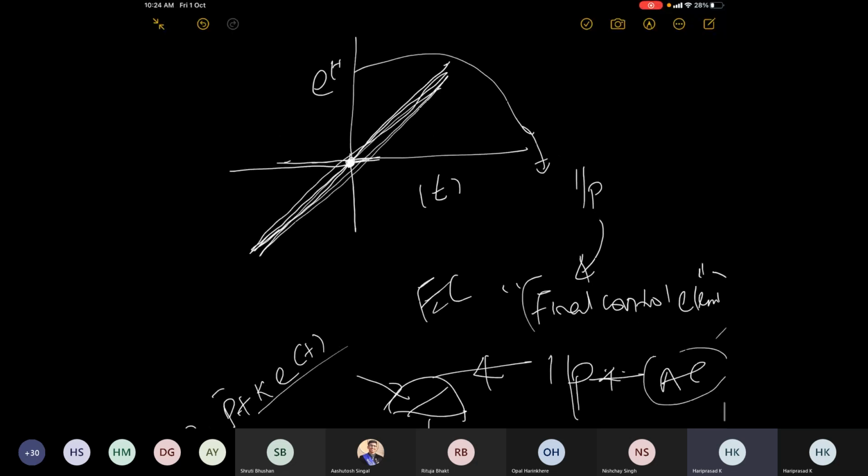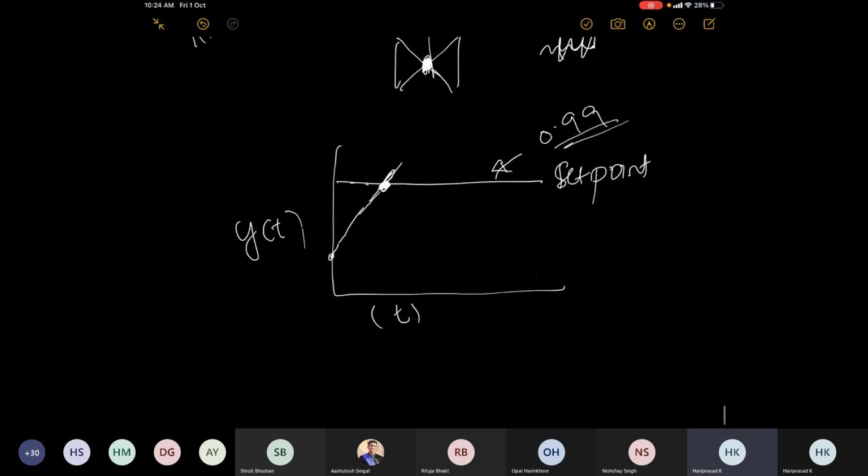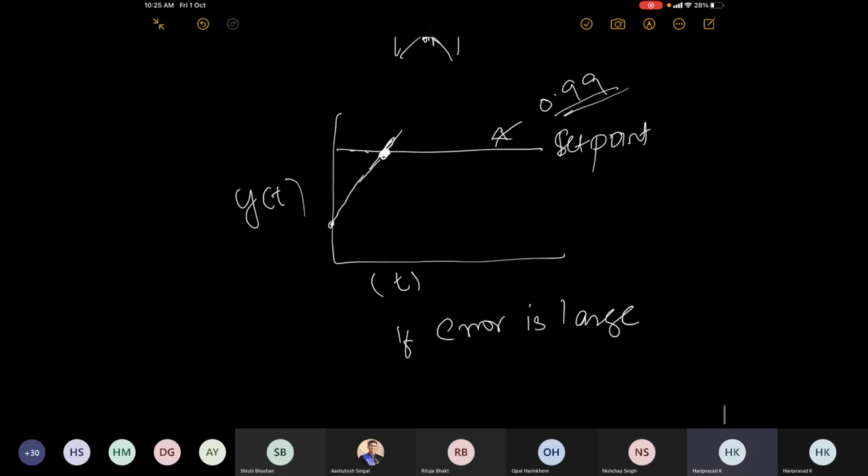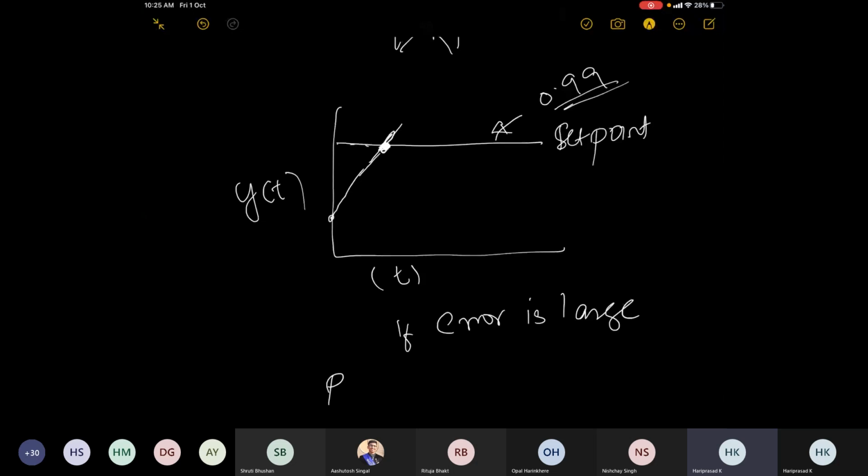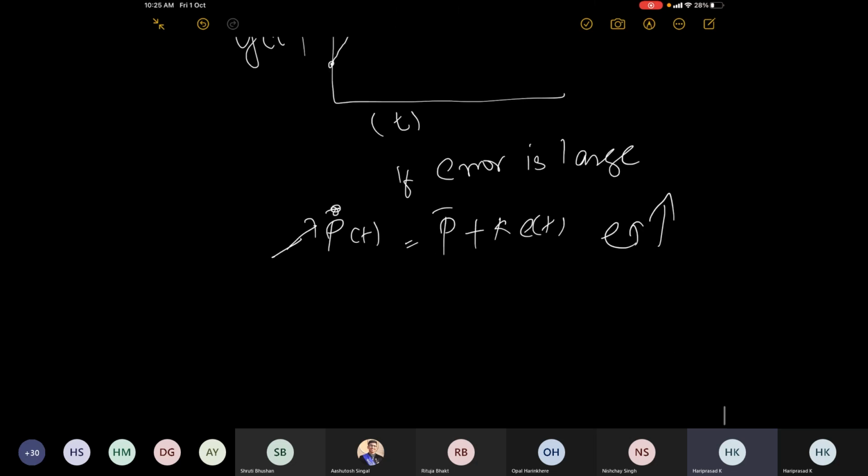And also sometimes, let's say the error is very large, what would happen? It would suggest you to make a large P, right? So P of t is equal to P bar plus K times E of t. Let's say E is very, very large. So P of t would become very large for sure, which essentially means that it would start supplying full power, full control power.